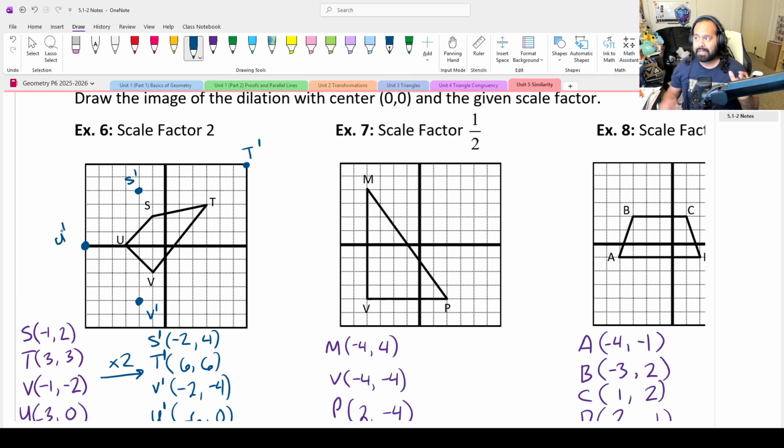Now, to the best of your ability, or go grab a ruler that I have underneath the fan there, go ahead and connect your points.